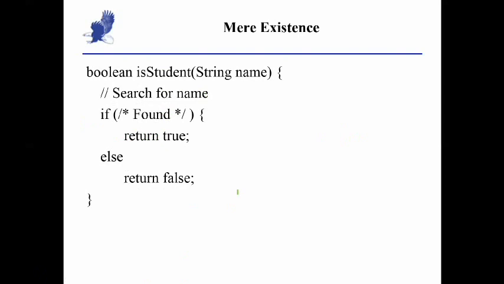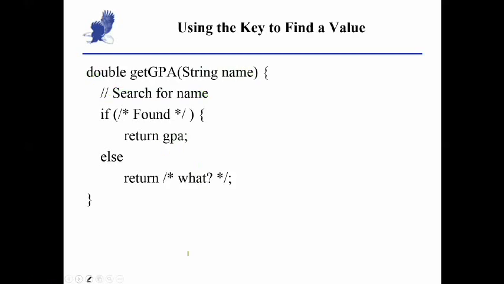So here's an example of some code. So I'm searching for this name, and if I find it, it's a Boolean right here. So if I find it, I return true. If I don't find it, I return false. No problem. Very easy to do.